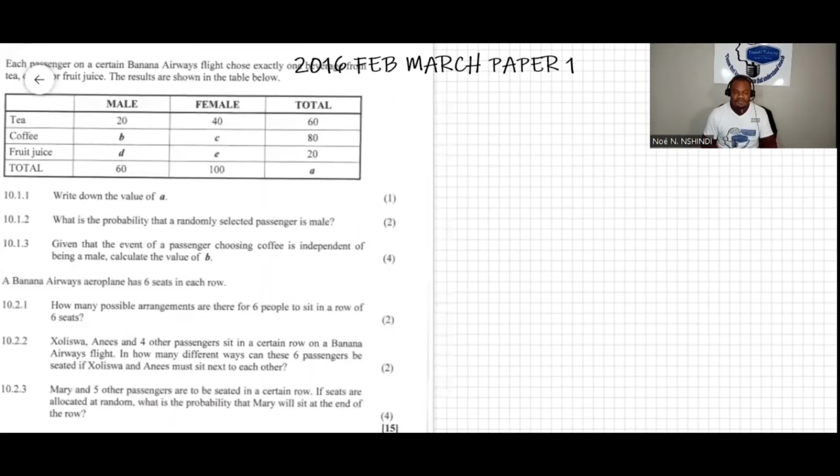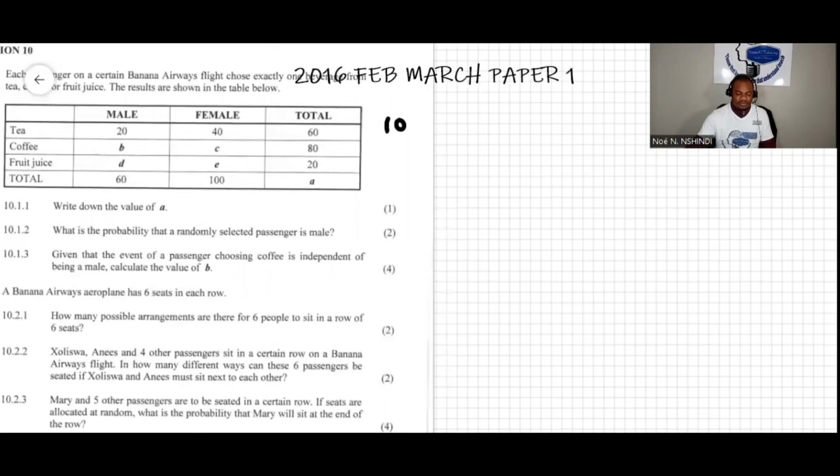Well, question 10.2 says, a Banana Airways airplane has 6 seats in each row. And now question 10.2.1 says, how many possible arrangements are there for 6 people to sit in a row of 6 seats? This is how I prefer to do it. It's not 6.1, but 10.2.1.